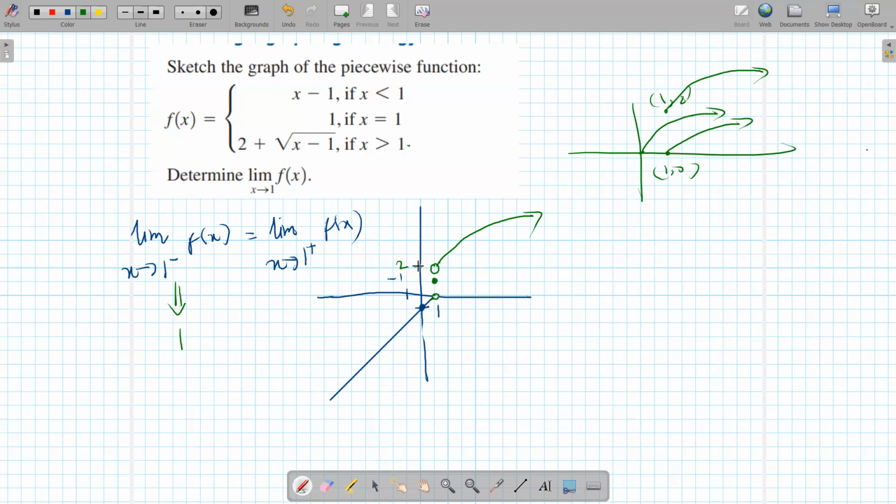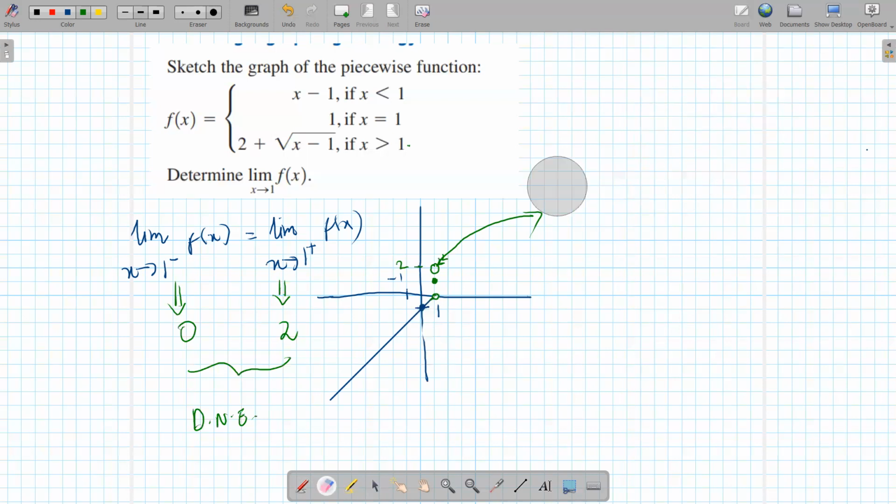The open circle has a y value of 2, right? So that means this approaches 1 plus is just simply going to be a 2. The first one was 0 actually, because the y value here is 0 like that. So are these equal? No, right? So that means the limit does not exist. And that's it.